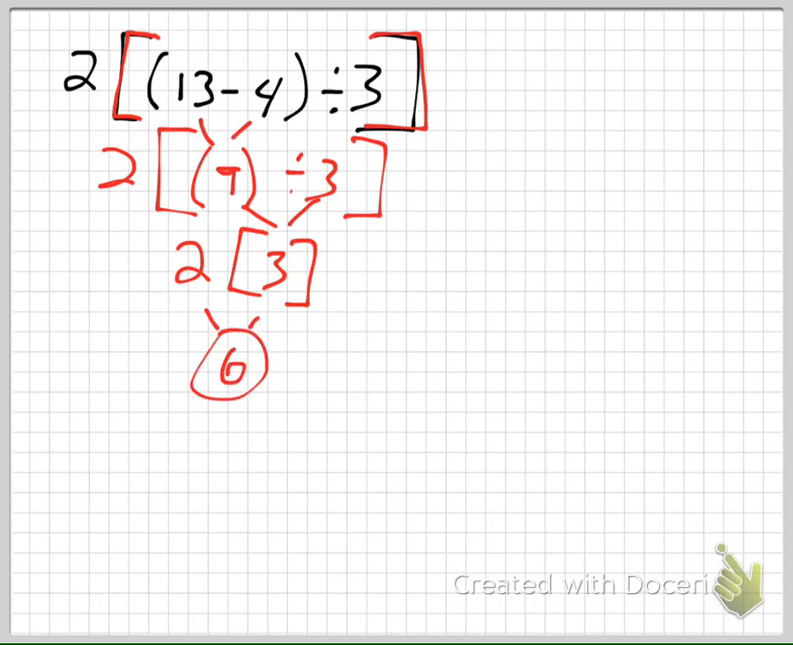How many of you got 6? Okay, what did you do wrong? I don't know. I added instead of multiplied. So you made 5? Okay. Makes sense. Okay, I'm going to show you something else.